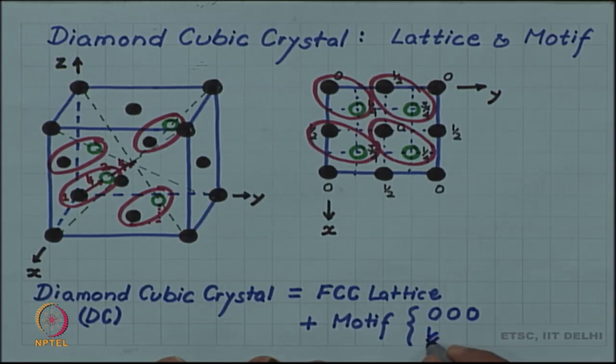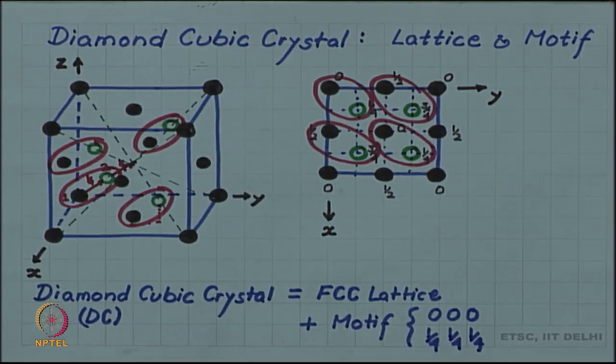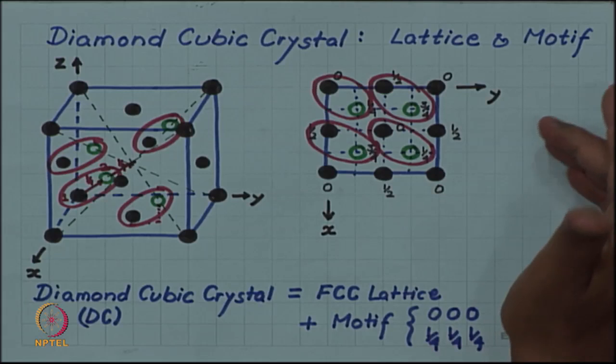So, the second atom in the motif is given coordinate 1/4, 1/4, 1/4. So, we have successfully analyzed the diamond cubic crystal as a lattice plus motif.